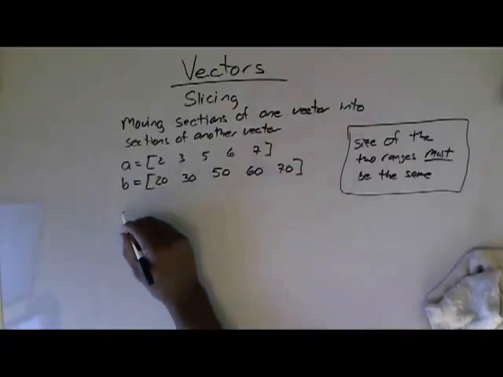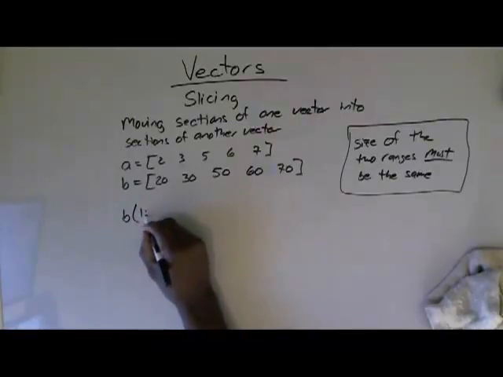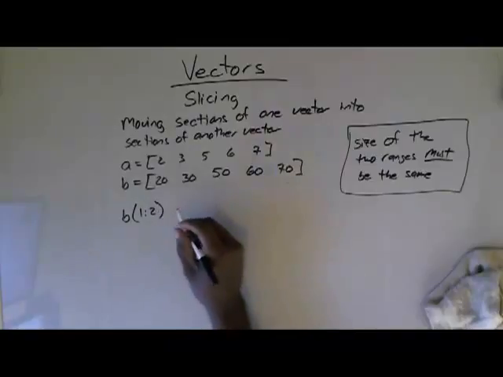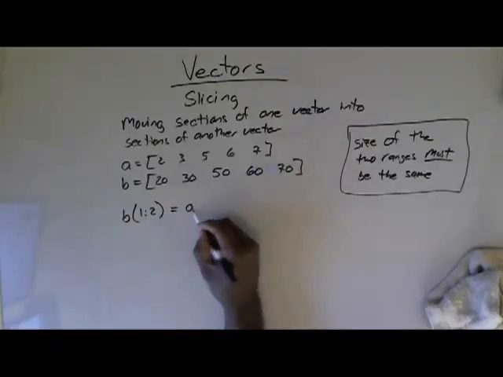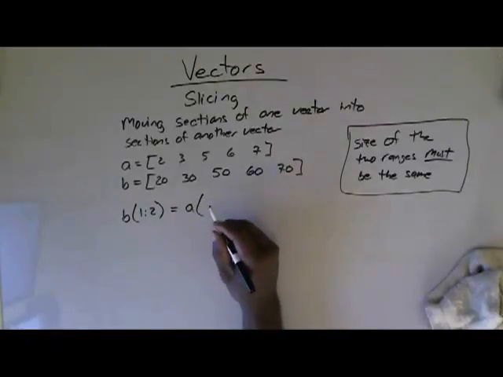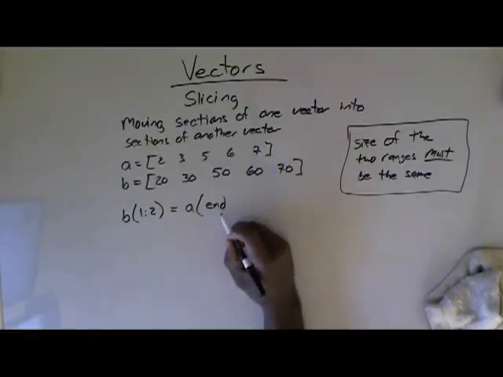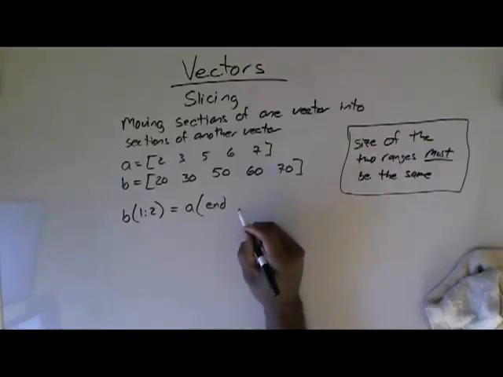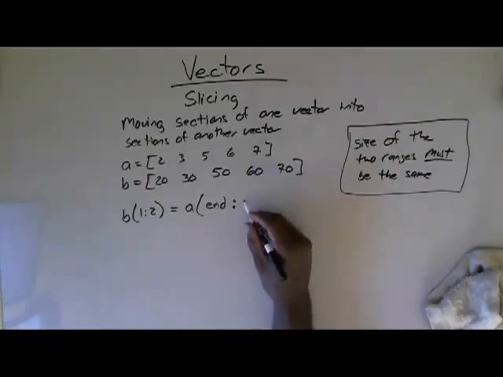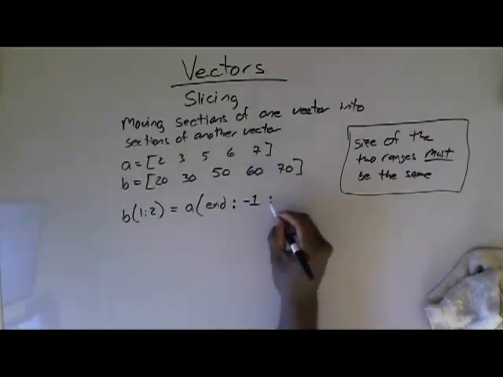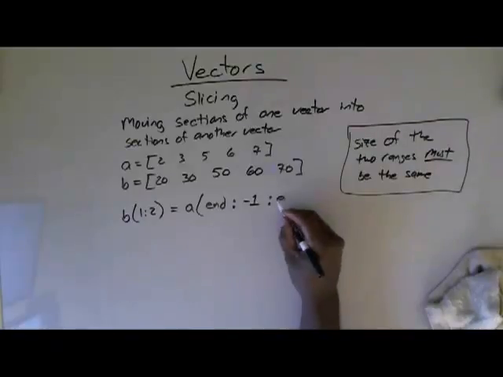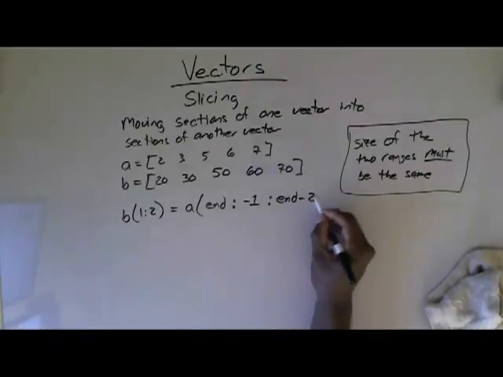Okay, so let's do another one here. Let's do B1 to 2. This is going to look really strange. Equals A from its end. You can use the end here; you don't have to do the length. The word end is the last element. Colon step -1 colon end -2.